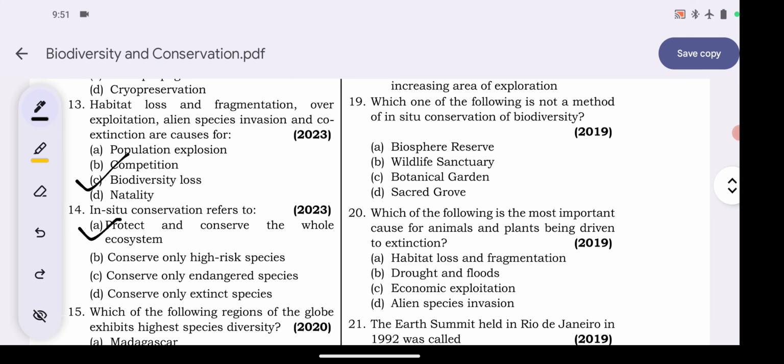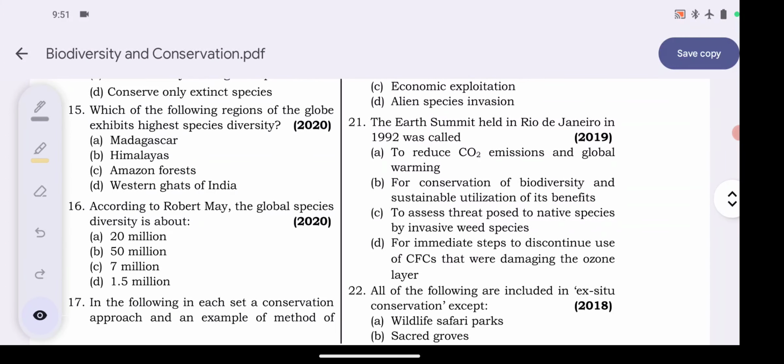Next, question number 15. Which one of the following regions of the globe exhibits the highest species diversity? Madagascar, Himalayas, Amazon forest, Western Ghats of India. Option C, Amazon forest. The Amazonian rainforest in South America, which is mostly tropical, has the world's greatest biodiversity.